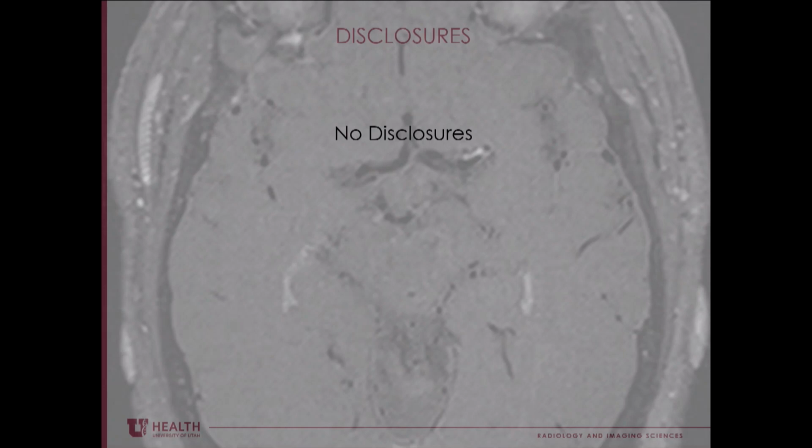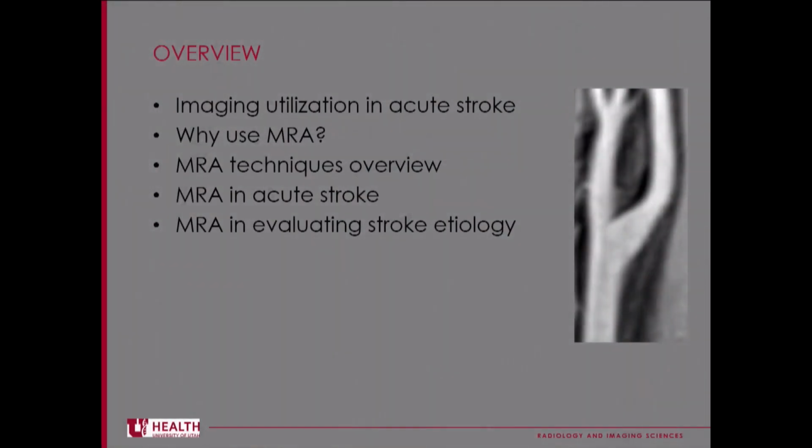I don't have any disclosures besides what I just said, and today we're going to be talking about MRA techniques in the setting of acute stroke. A little bit more of a clinically focused talk, but we'll talk about some MRA imaging techniques as well. Just as an overview, we're going to touch on the utilization of acute stroke. We heard a lot about that this morning. And then we're going to talk a little bit about why to use MRA head and neck in the setting of acute ischemic stroke.